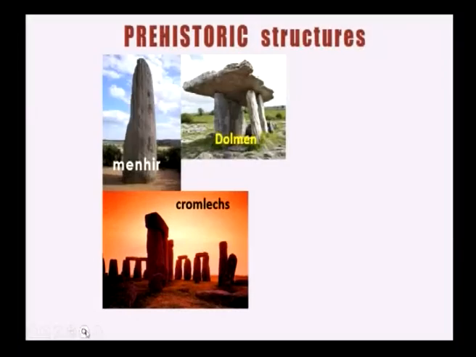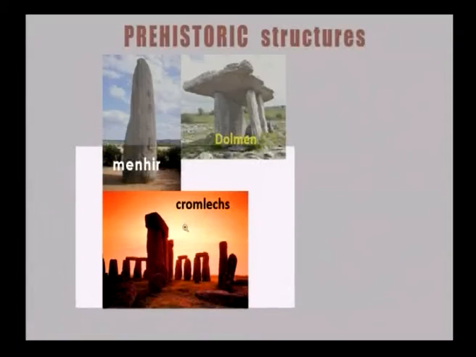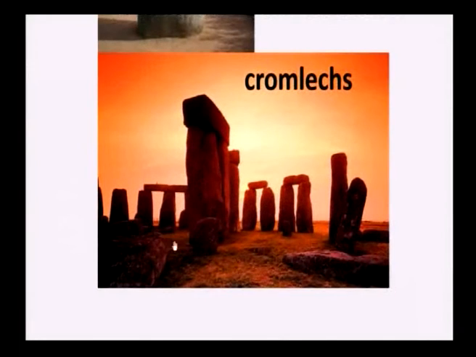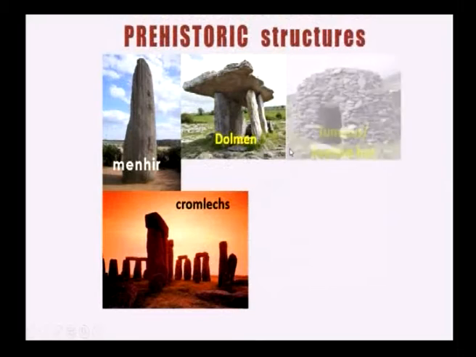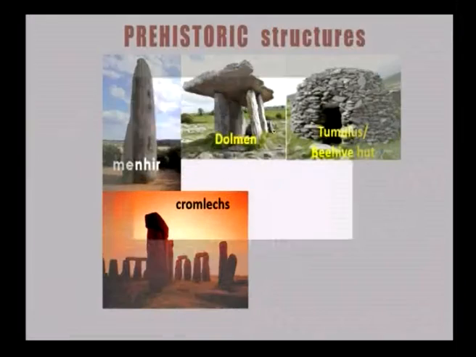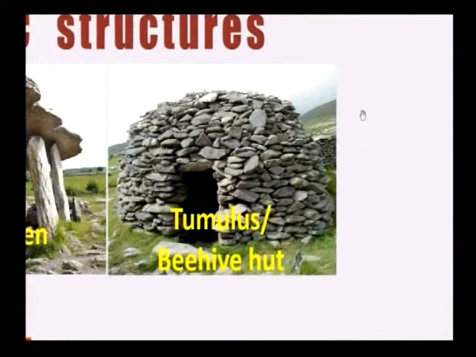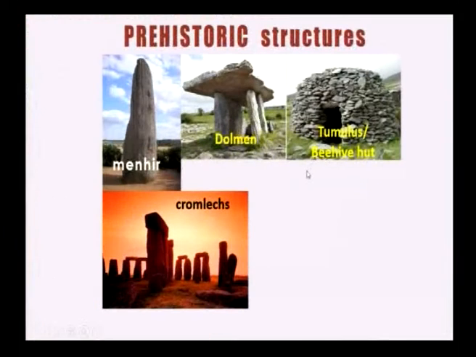Next were cromlechs. Cromlechs, or circles of stone, for example Stonehenge, Avebury and elsewhere, consisted of a series of upright stones arranged in a circle and supporting horizontal slabs. Tumulus or burial grounds were probably the prototypes for the pyramids of Egypt and the beehive huts of England.